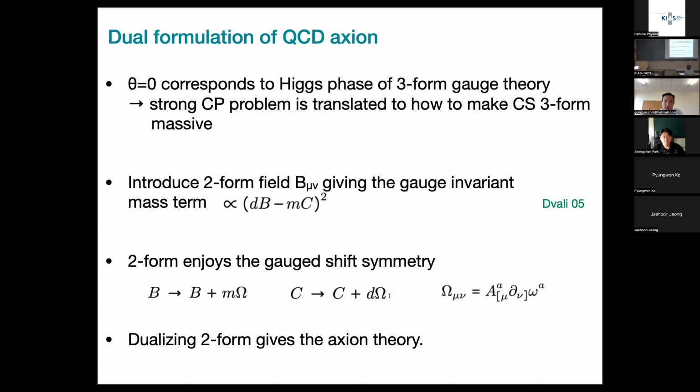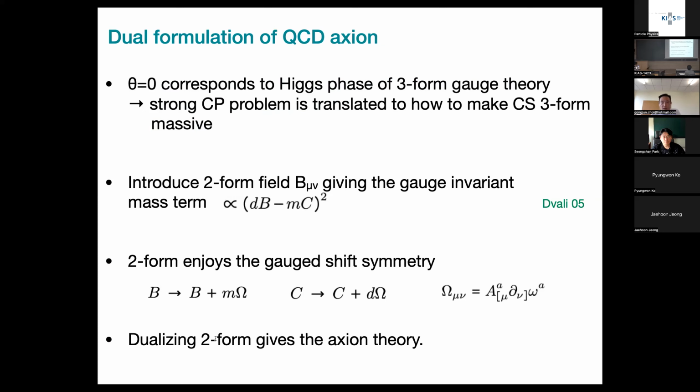Knowing this gauge transformation rule for the three-form, we can think about the introduction of a two-form, which transforms under SU(3) color in this way. If you introduce a two-form enjoying the gauged shift symmetry under SU(3) color, then you can form the gauge invariant mass term for the three-form. In other words, the two-form will play the role of the Stueckelberg field, whose gauge transformation will cancel that of the three-form. In this way, you can have a gauge invariant mass term for the three-form, and therefore your theta parameter is zero.